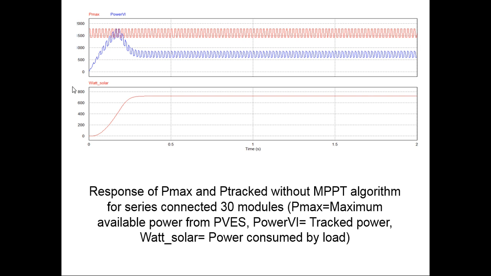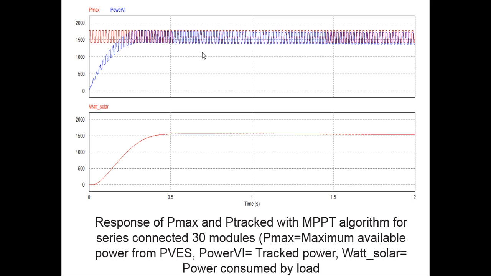Similarly, if multiple modules are connected in series, then this is the simulation analysis for 30 modules of 60 watt each connected in series. So we can have 1800 watts, 1.8 kilowatt power output, in this case.